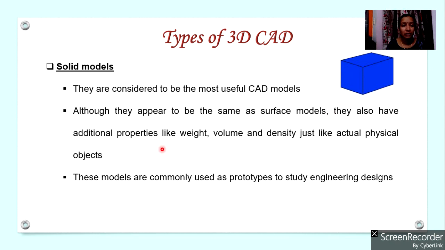Solid models will have weight, volume, density, etc., like the actual physical object. These solid models are commonly used as prototypes to study engineering designs. As this is the most realistic model, they are used as prototypes for engineering studies.